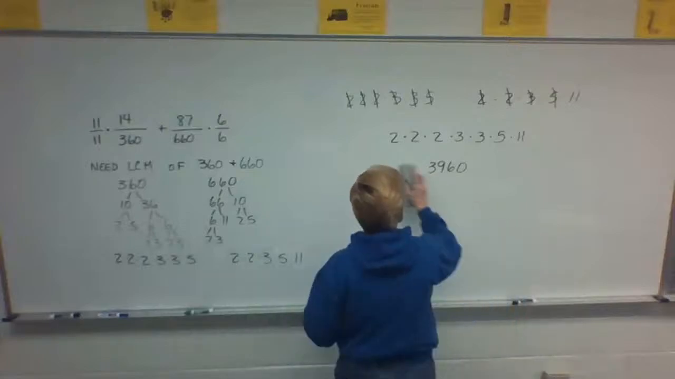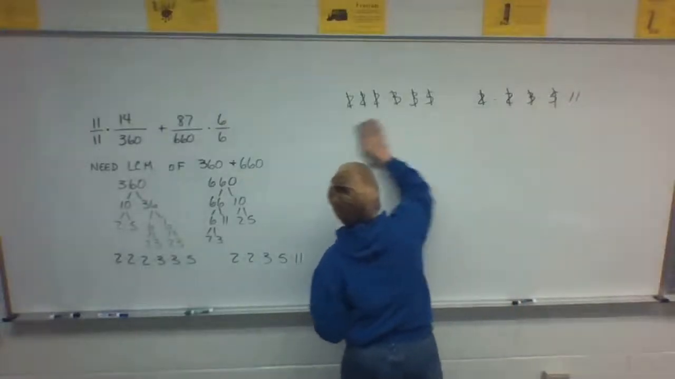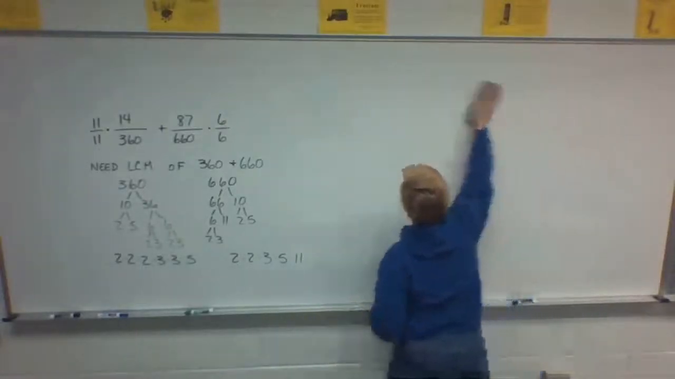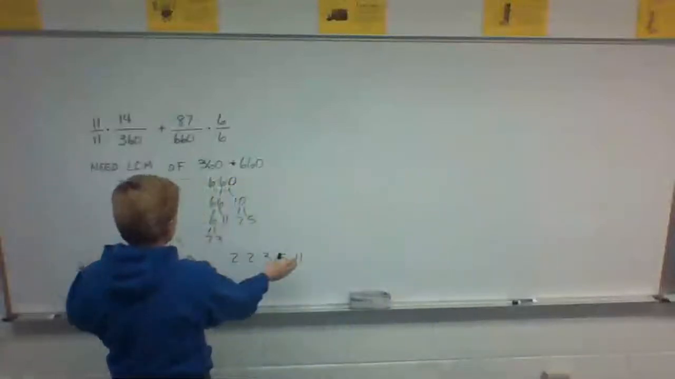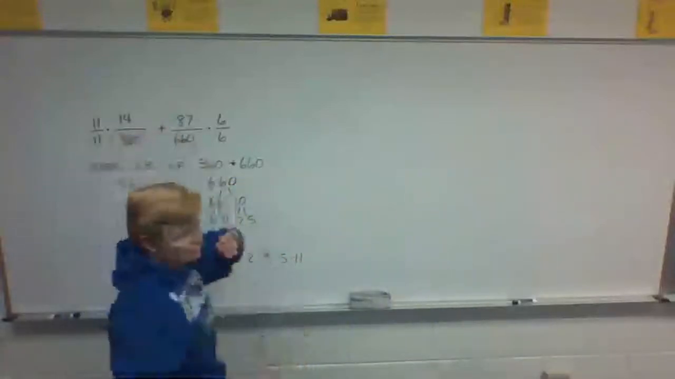Exactly the same thing when you're doing it with algebraic expressions. Now this first thing we're going to do is only finding that 3960. That's all we're going to do. And then we'll apply it to some fractions in a minute. I want you to practice first, just looking for the least common multiple.